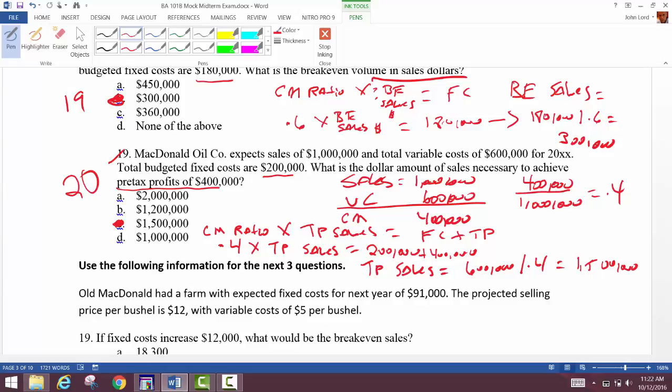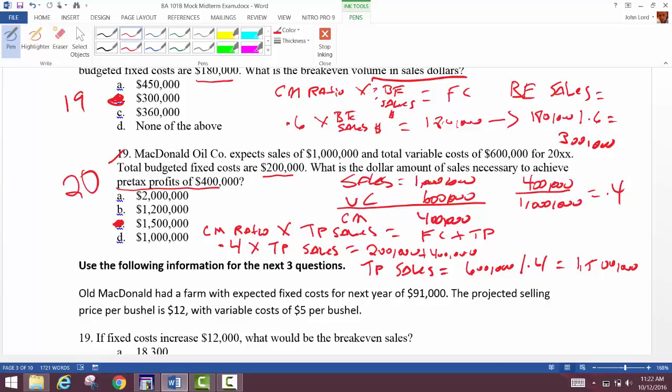Uh-huh. Is there a question in what you just said? Huh? Would you like to articulate that question? What's the question? I just think that only the CM ratio into target profit is equal to fixed cost.